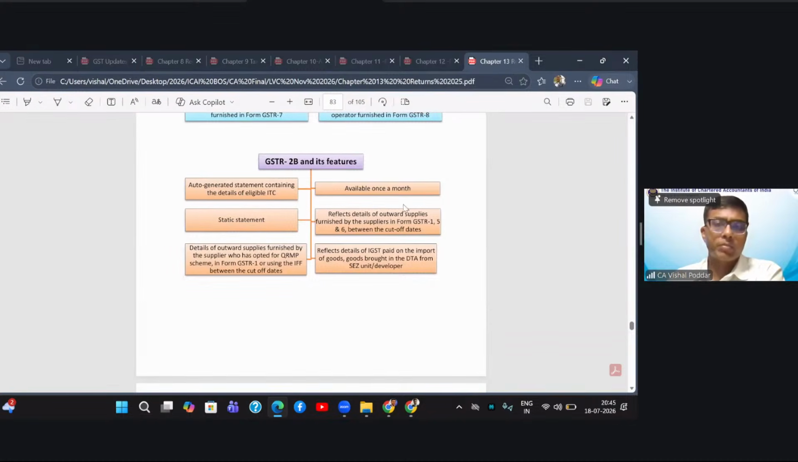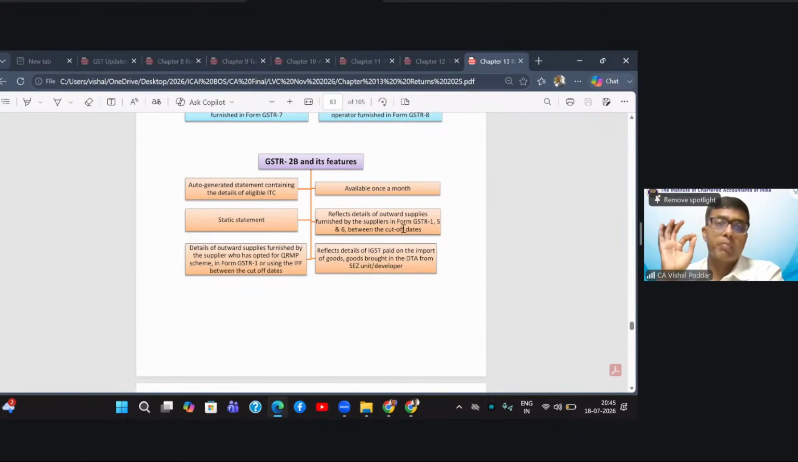It is available once a month. It reflects the details of outward supplies furnished by the supplier in the form GSTR 1 or 5 or 6, but only up to the cutoff dates. So wherever my supplier is filing his GSTR 1 late by even 1 day, I will not be able to take the credit because it will not appear in my 2B of that month. It will appear in my 2B of the next month.